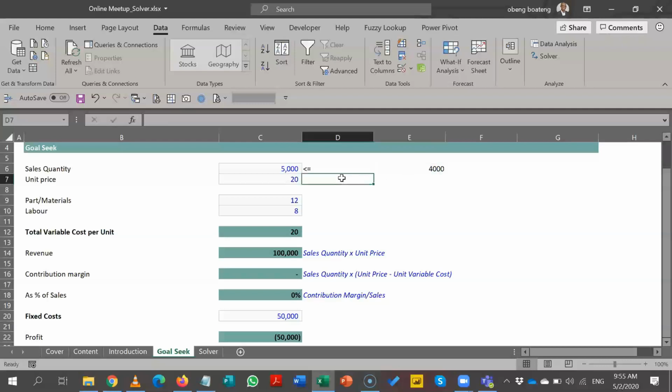Okay. Now, at this point, the question is, what should the price be for me to break even? Now, mind you, in the earlier case, our quantity was 5,000. But we now have a situation where we need to determine unit price subject to a limited number of sales. So this is a typical constraint problem.